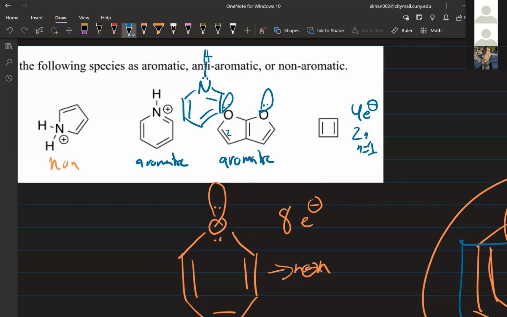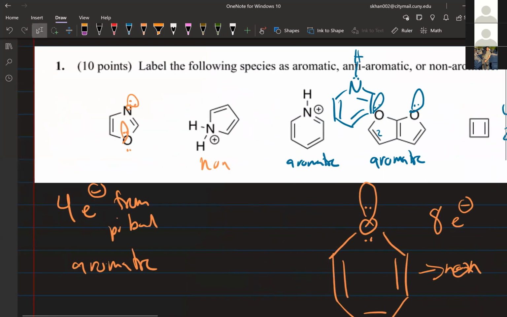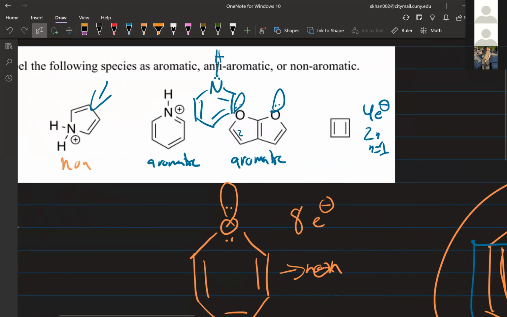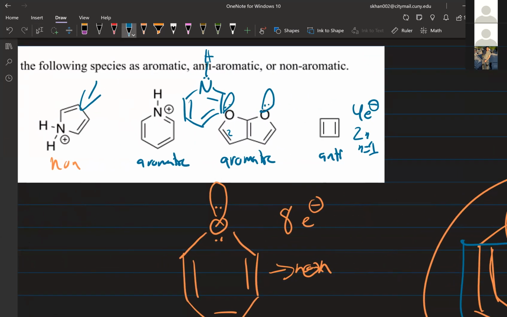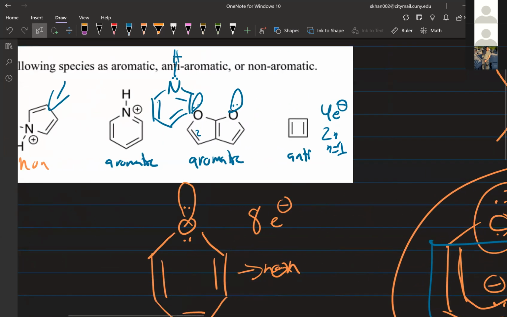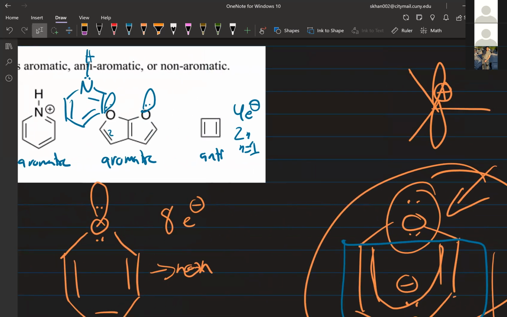Someone is saying, how is the second one non-aromatic? This one? All right, give me a second. But everyone's good on what this is, anti-aromatic, right? It's locked into anti-aromaticity. So like cyclobutadiene, I guess. Yeah, this is cyclobutadiene, right? That's one example. How about if I gave you guys this?